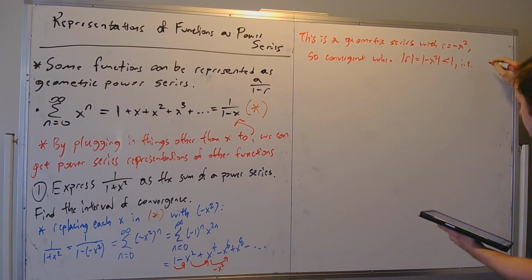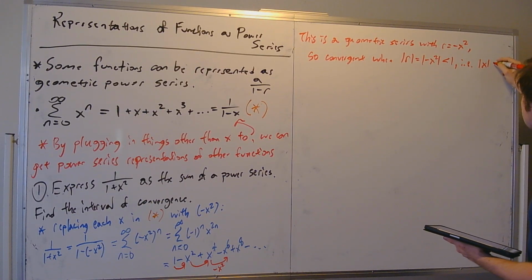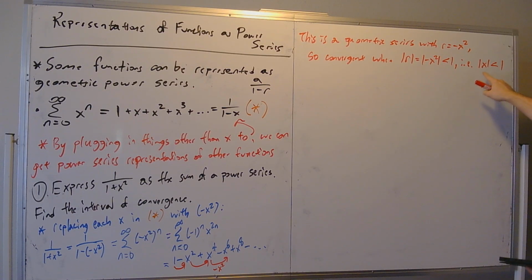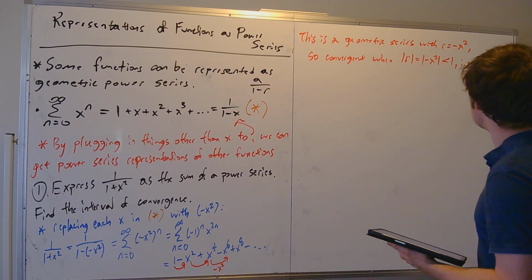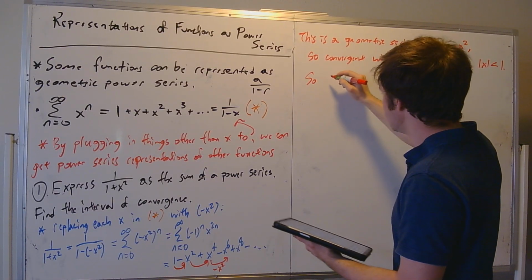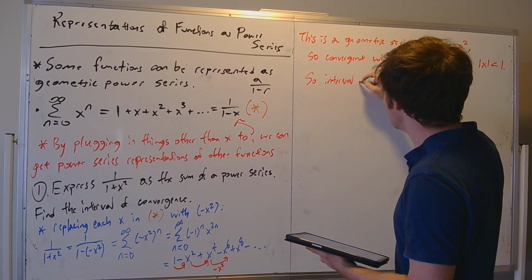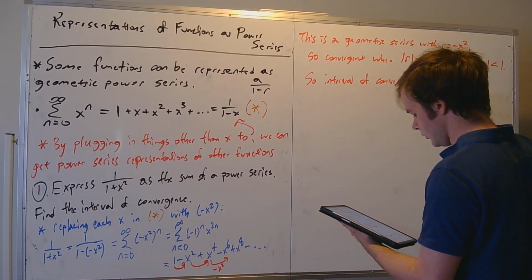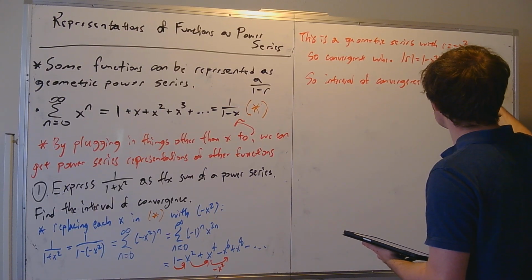i.e. the absolute value of x is less than, so this is the same thing as saying the absolute value of x is less than 1, because the minus sign goes away with the absolute value, and if x squared is between 1 and negative 1, well, you just take the square root of everything, and well, x is also between negative 1 and 1. Okay, and so now we can just turn this into an interval. So the interval of convergence is the interval from negative 1 to 1.